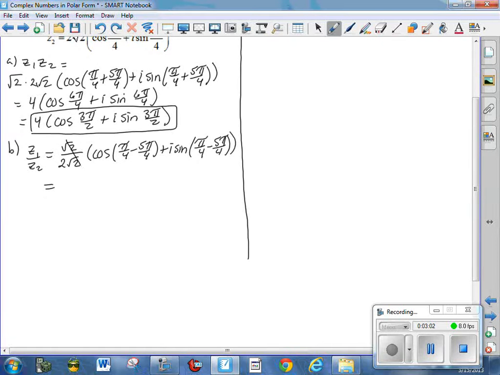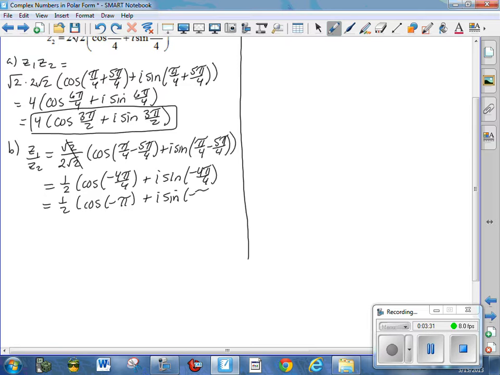To simplify that, then that's just going to be 1/2 cosine, well, pi over 4 minus 5 pi over 4 is negative 4 pi over 4. I'm going to go ahead and write this line, but some of you are realizing that's just negative pi, and that's fine if you just go ahead and write that down. Negative 4 pi over 4. So this is 1/2 times cosine of negative pi plus i sine of negative pi.